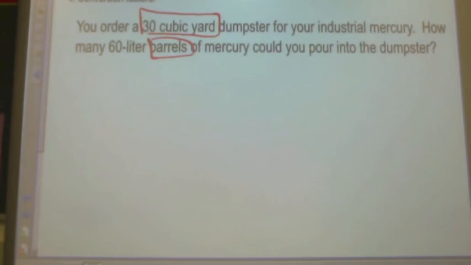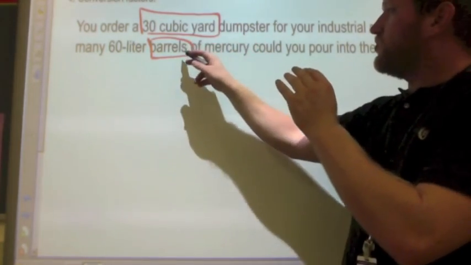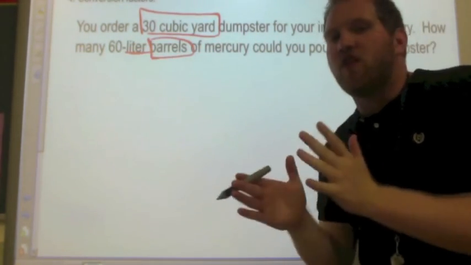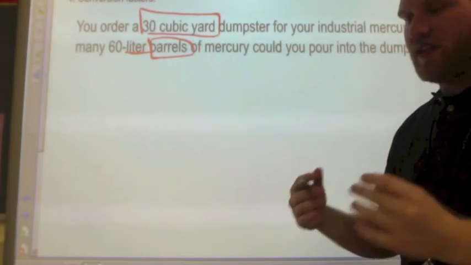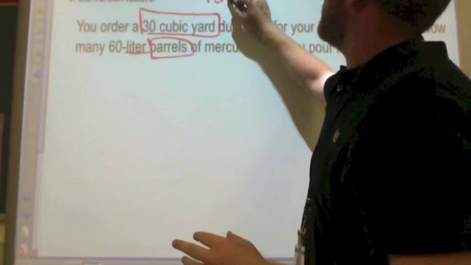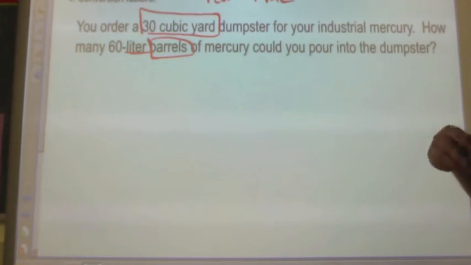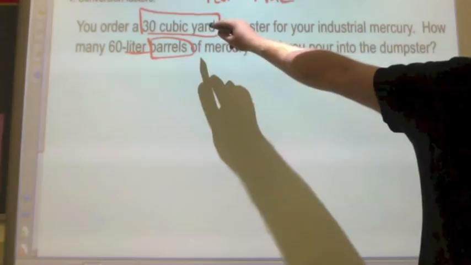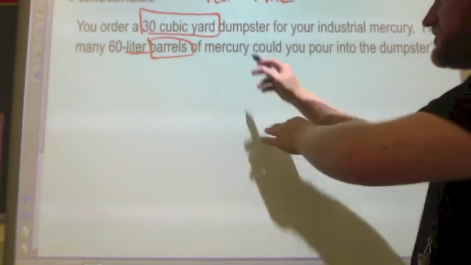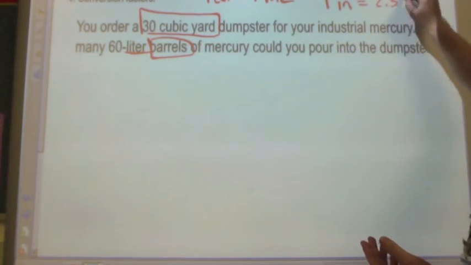Okay. Now, let me just run through this in my head. Here's the key conversion. We're going from a cubic length to liters. So we're still dealing in volume, but we're going to have to jump from a cubic length to a type of liter. The key to doing that is to remember 1 centimeter cubed equals 1 milliliter. Okay? Now another thing we have to consider is that we're given cubic yards. Now yards is of course a British unit. We need to go from yards to centimeters. And to do that, we're going to use our good old trusty 1 inch equals 2.54 centimeters.